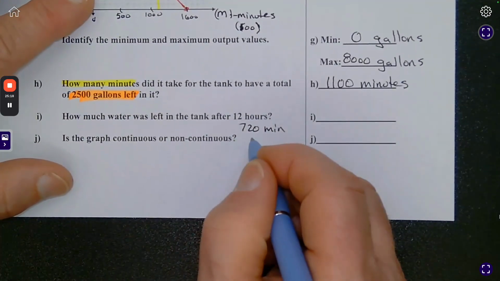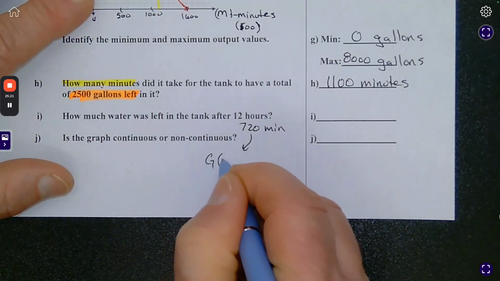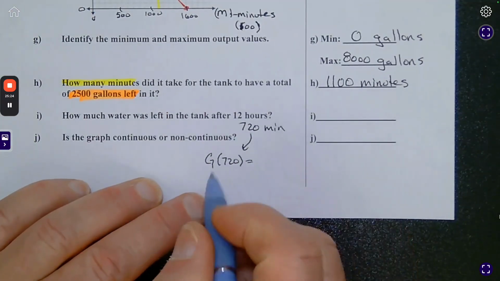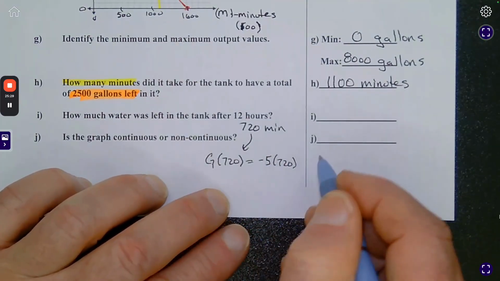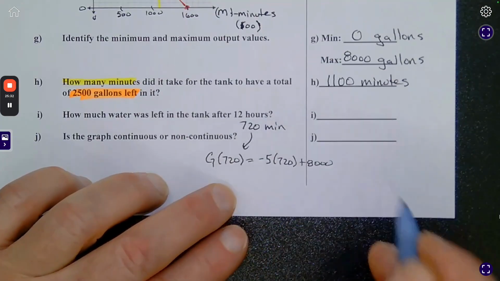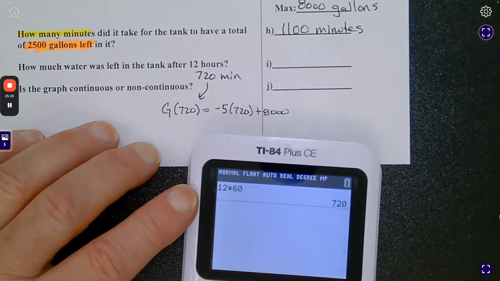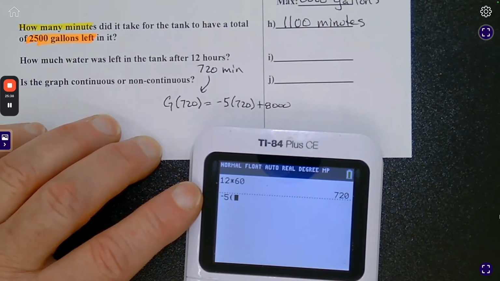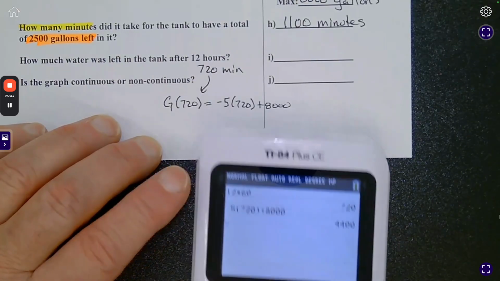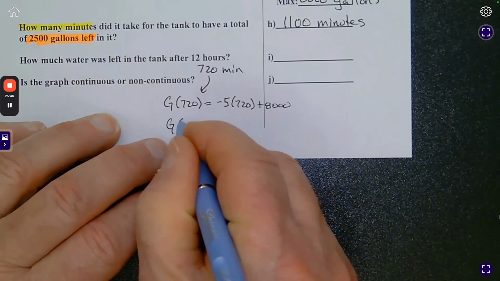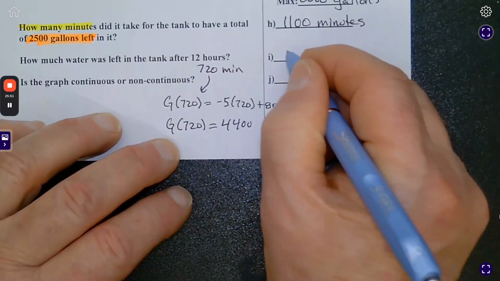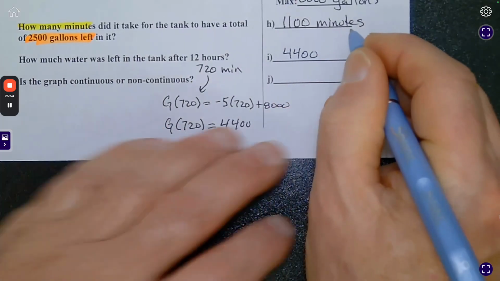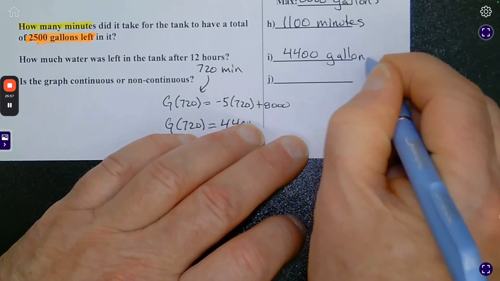Okay, so I'm going to go to my function. I'm going to go down here. And I'm going to say g of 720. Because now I'm going to find the number of gallons with an input of 720, which is negative 5 times 720 plus 8,000. Put that in your calculator. Negative 5 times 720 plus 8,000. 4,400. So the number of gallons left after 720 minutes is 4,400. And don't forget your unit of measurement on these ones.